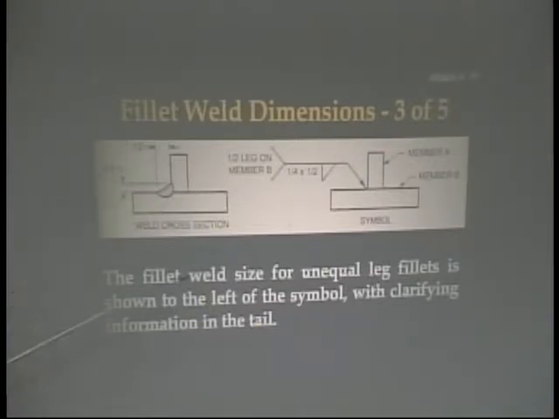So it's got to be dimensioned in a manner that it's clear to whoever's looking at this. And if you just take your time, it makes perfect sense. So the fillet weld size for unequal leg fillets is shown to the left of the symbol, with clarifying information in the tail.